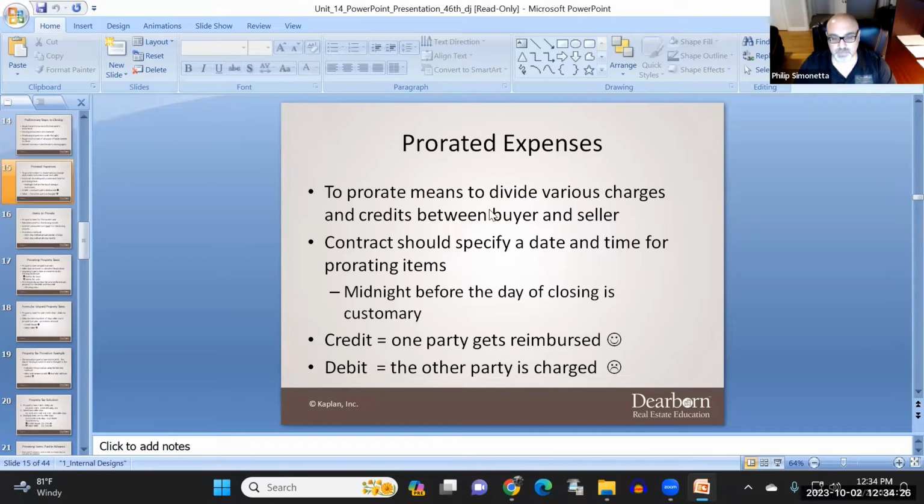Okay. So if you're closing on October 6th, like at midnight, October 5th is the date for certain things. And October 6th will be the date of the buyer taking over, right? So the 5th would end for the seller. The 6th would be for the buyer, right?